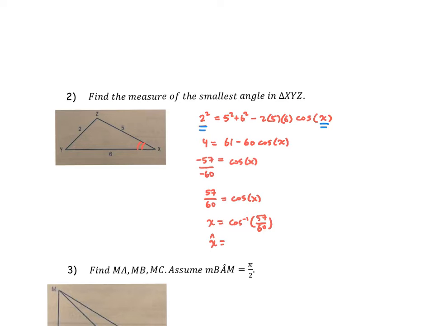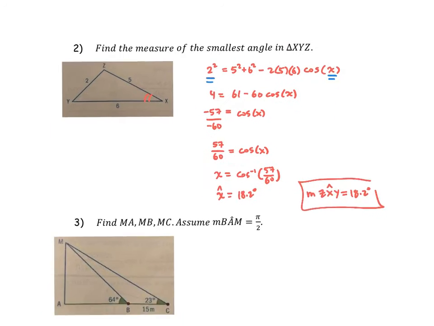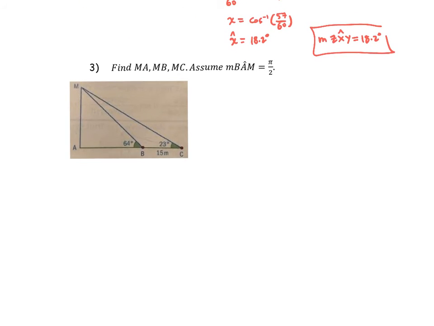So angle X is 18.2 degrees. Let me write that in proper notation. So the measure of angle ZXY, you could write YZX if you wanted to, or YXZ. But this would be a proper notation for the smallest angle in that triangle. All right, outstanding. Let's move on to number 3. We want to find MA, MB, and MC. Assuming that MA, or the measure of angle BAM, is pi over 2, which is 90 degrees. Okay, so we're given that.